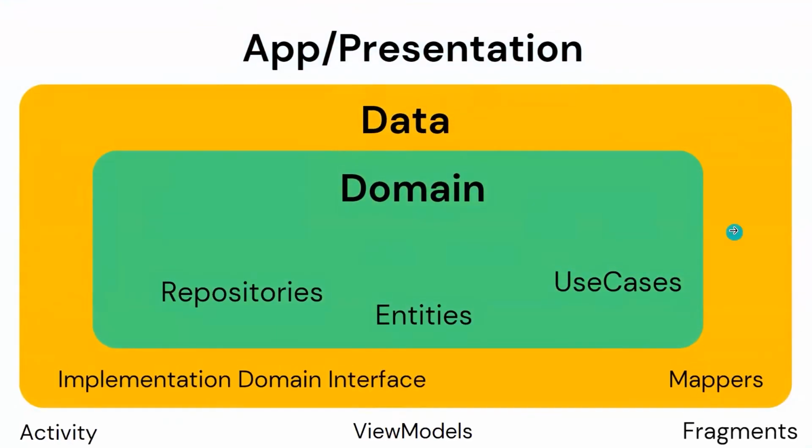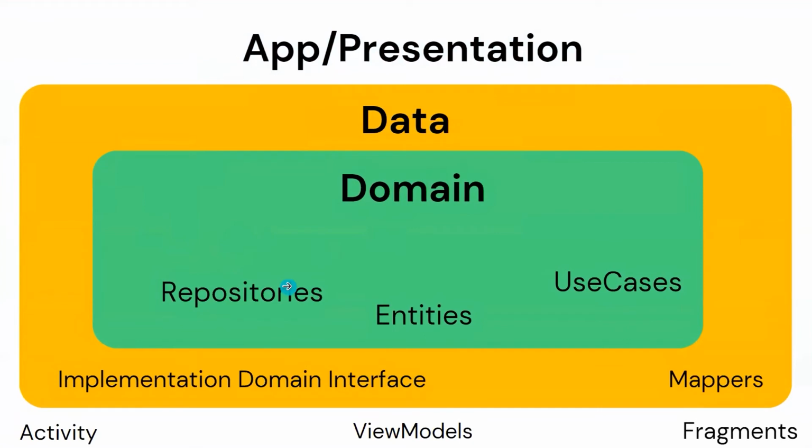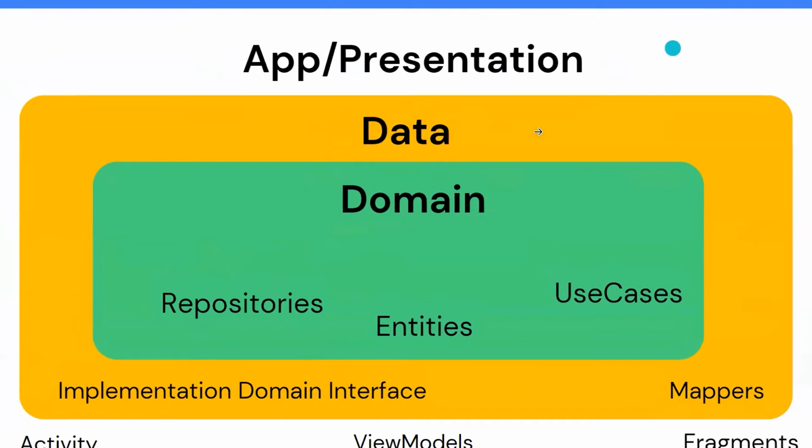Okay, so you can see the diagram here, right? As we have already discussed, this is the app or presentation layer. We then have the data layer and then we have the domain layer. Can you guys see it? And can you tell me, if the app layer or the activity layer has to talk to the domain, what will it do?